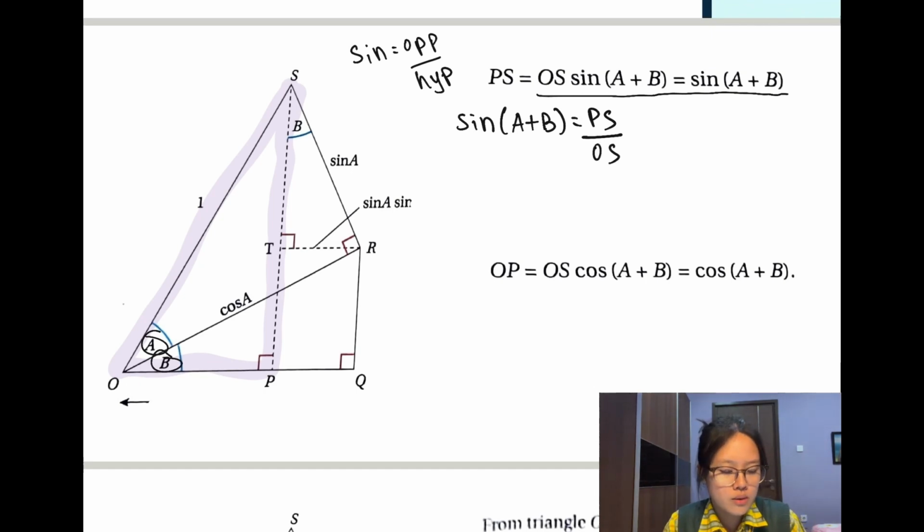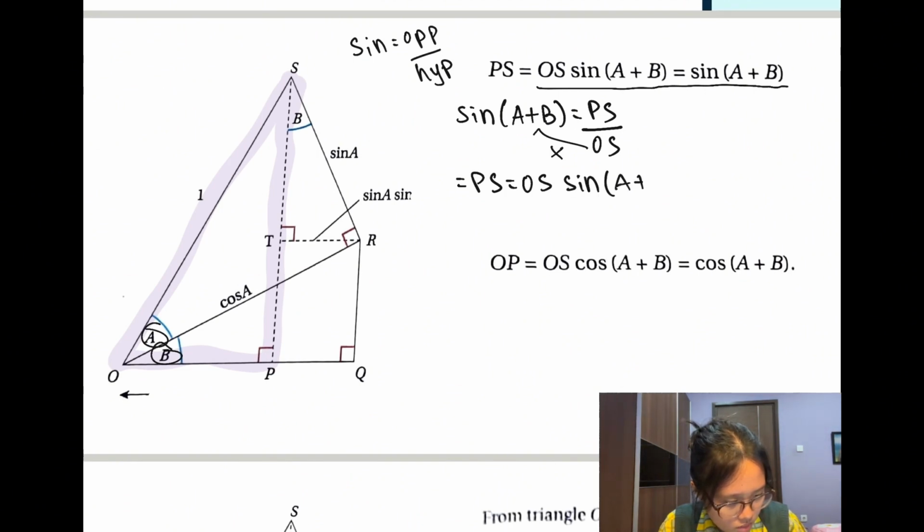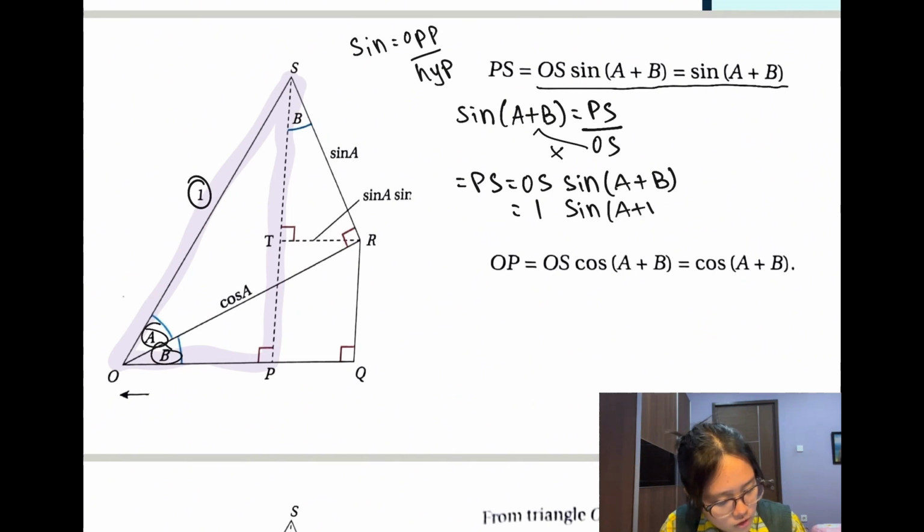So we can multiply them like this, just across. So it will become PS equals OS sin(A plus B). And from this triangle itself, we know that OS is 1, so we can insert the 1. So it will become 1 sin(A plus B). So we could conclude that PS equals sin(A plus B).